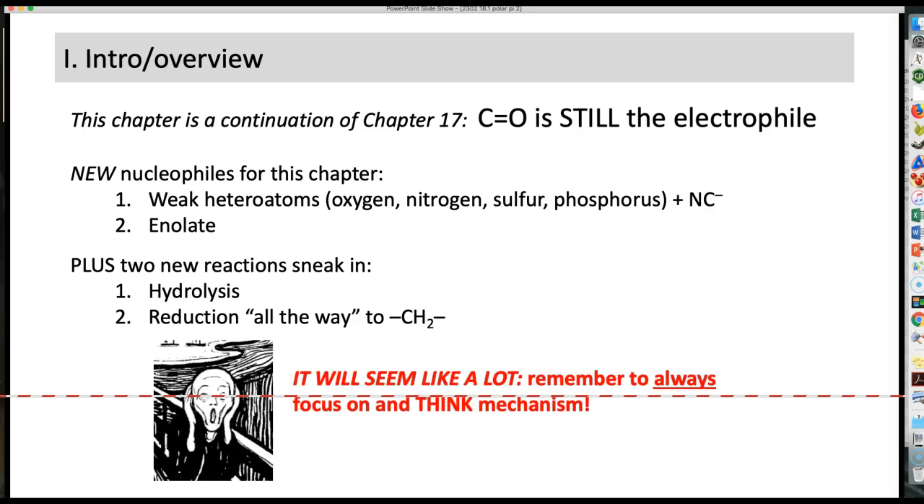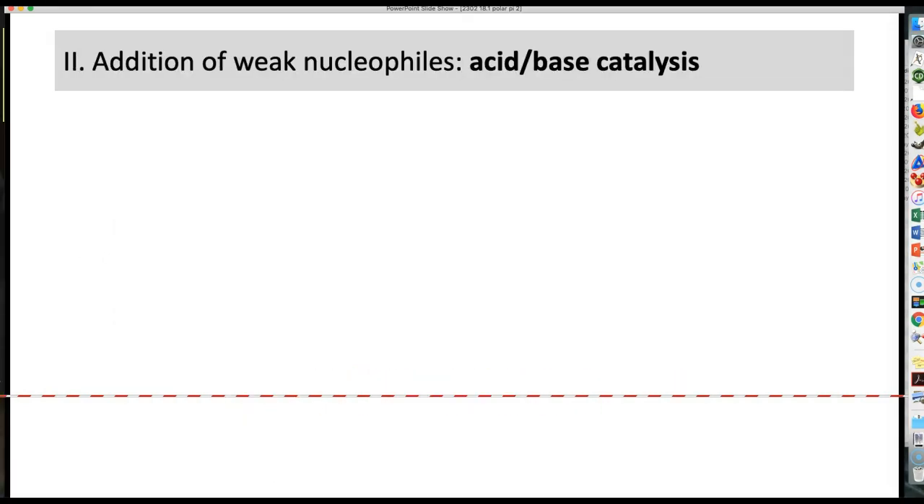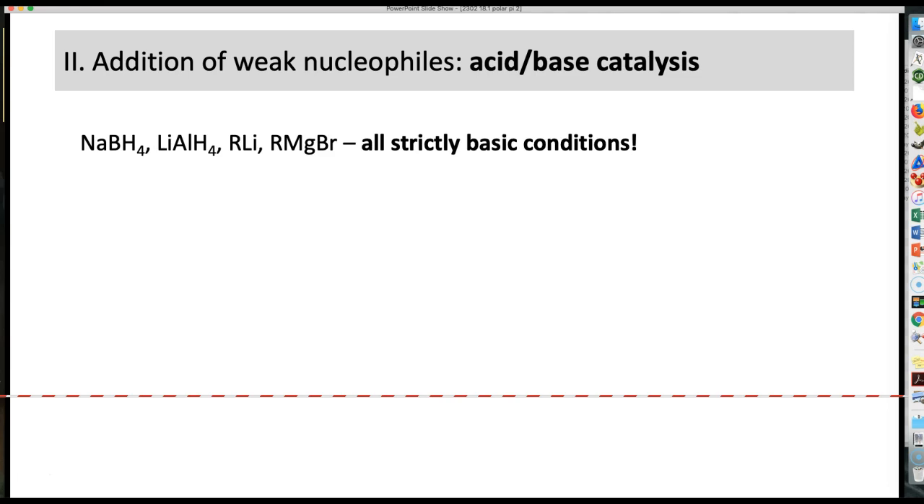So, you may become overwhelmed. It will definitely seem like a lot, but you're going to get tired of hearing me say this, I'm sure: if you think mechanism, you will be able to continue to breathe. And that's really a goal. All right, so back to acid-base chemistry, and specifically, catalysis. All of this chemistry now, you're going to want to think about the mechanism and what is the first step. It depends upon what you're using and what the conditions are.